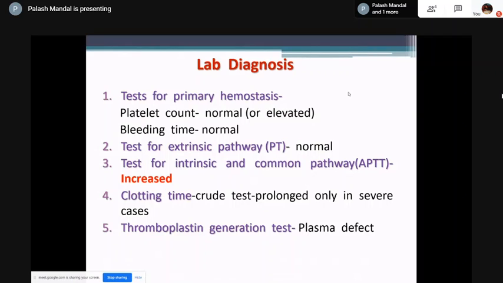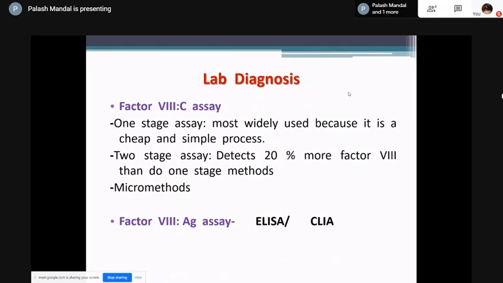Clotting time, a crude test, may be prolonged. Thromboplastin generation test points towards the plasma defect, that is a plasma coagulation factor defect. Factor 8 assay is the most important test to diagnose hemophilia.